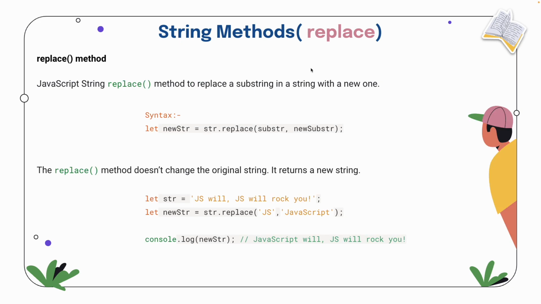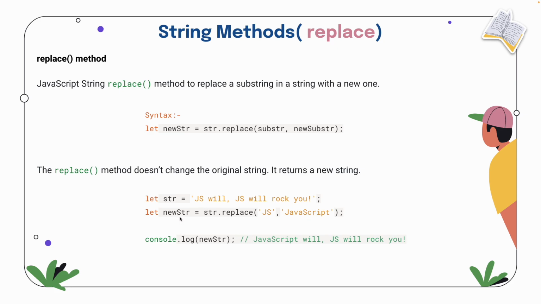Now next is the replace method. Replace is nothing but we are trying to replace part of the string with whatever we are giving. Now see here the value: JS will rock you. So what I'm trying to do is string.replace. In this string I wanted to replace JS. So first is whatever is to be replaced. So from this string replace JS with JavaScript. So instead of JS just write JavaScript.